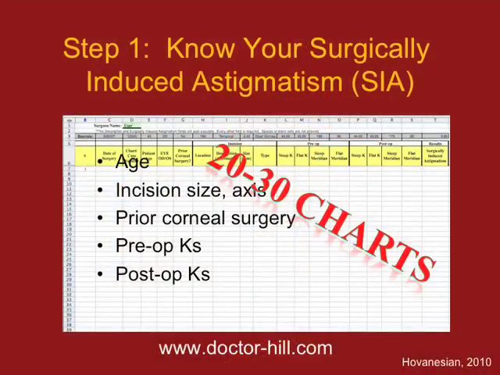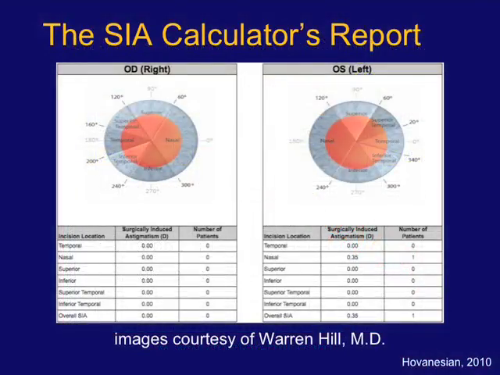To calculate more exactly your own SIA, you can use a really simple and very handy calculator available at the website shown here. You'll need to input each patient's age, the incision size and axis, any history of prior corneal surgery, and pre- and post-op keratometry values. You'll do this for 20 or 30 patients. It'll give you a report showing how much astigmatic effect your cataract incisions have at any axis where you have input data.